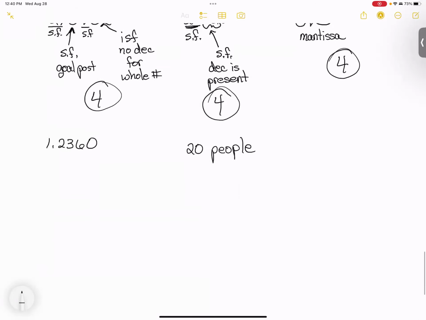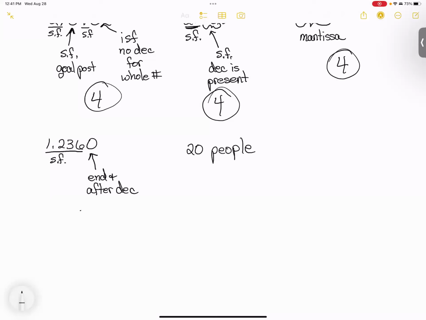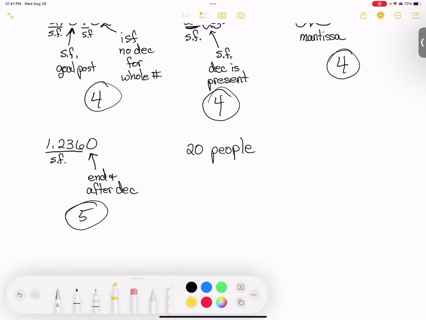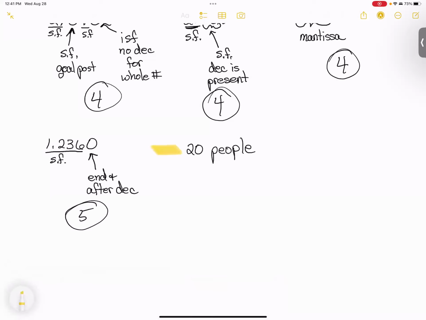In the next to last one, the 1, 2, 3, and 6 are all significant because they're non-zero digits. This 0 is significant because it's at the end and after a decimal. So there were 5. And then the key here is I did not write anything preceding this. I just said there are 20 people. So this would be an exact number with an infinite number of significant digits.